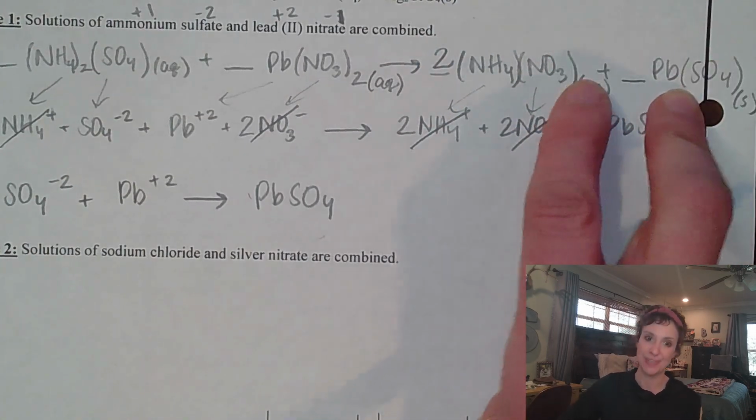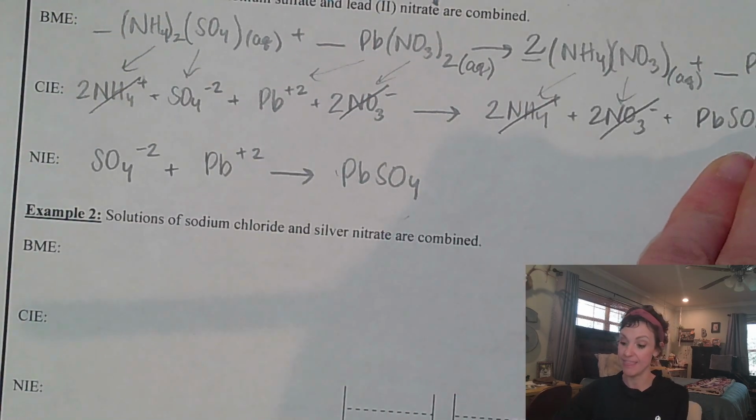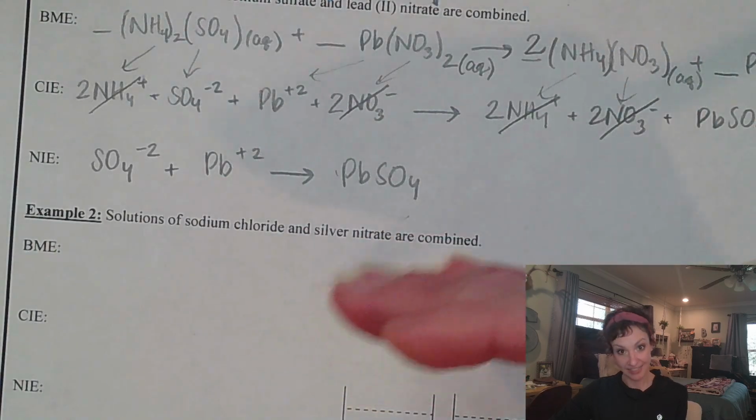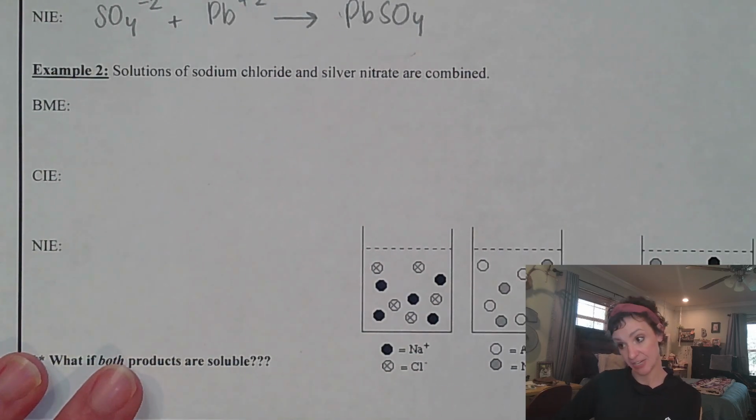So this, once again, we just write our normal double replacement as normal, figure out what our products are, which one's the precipitate, dissociate everybody else except for my precipitate, and then cancel off your spectator ions, leading to who your net ionic equation is. All right, solutions of sodium chloride and silver nitrate are combined.